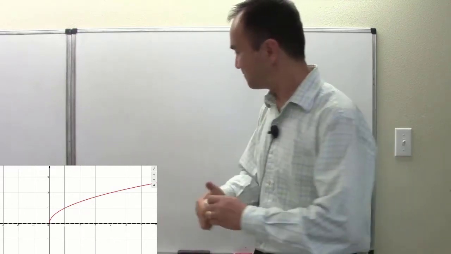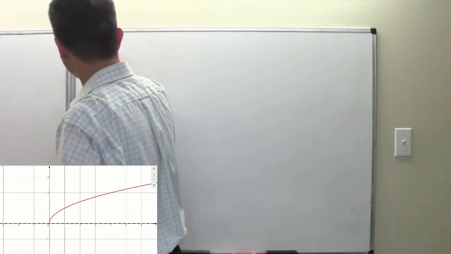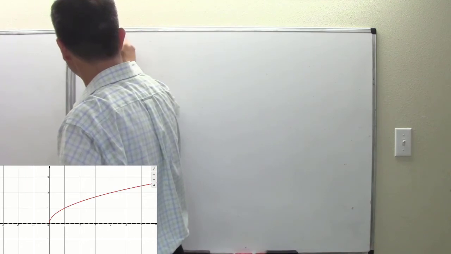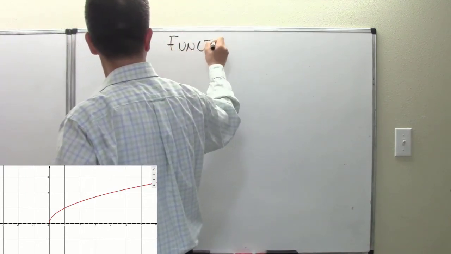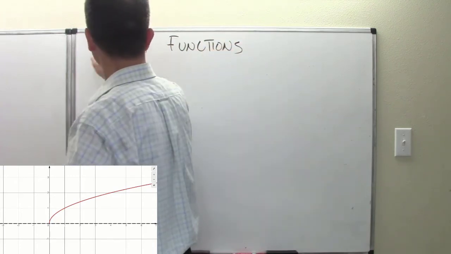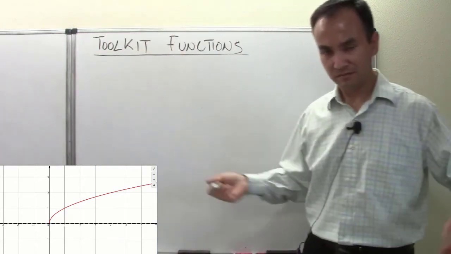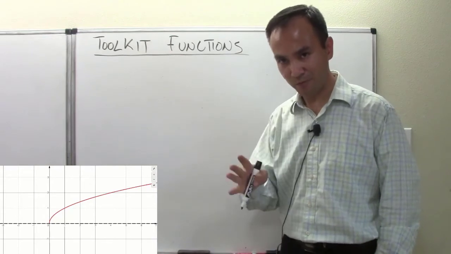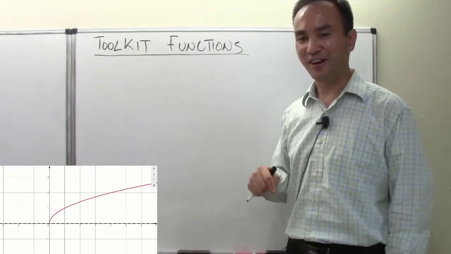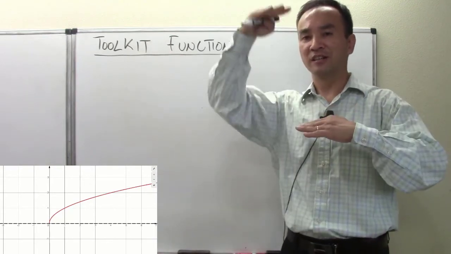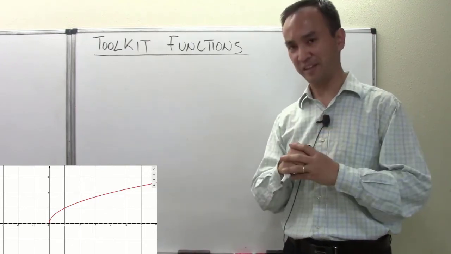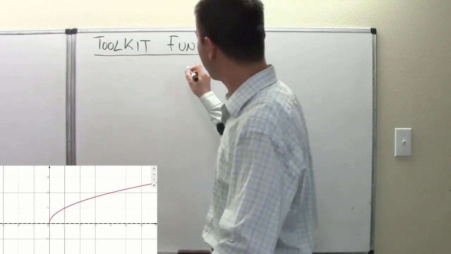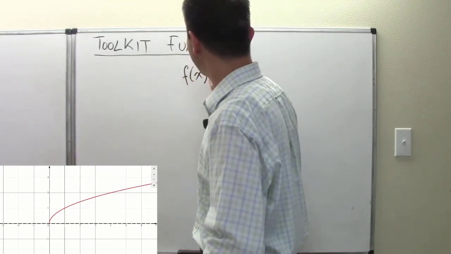I brought up a couple of the toolkit functions earlier to investigate and explore the domains. And now I can bring up a couple of toolkit functions again, this time to explore the graphs of these toolkit functions. We're going to explore the range. So let's start out with our f of x equals x.